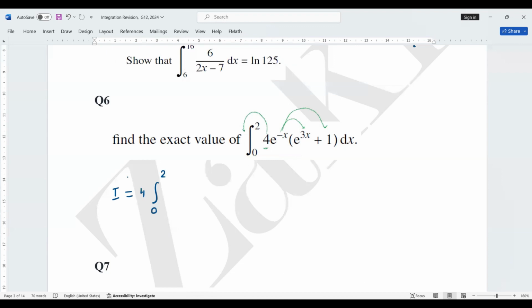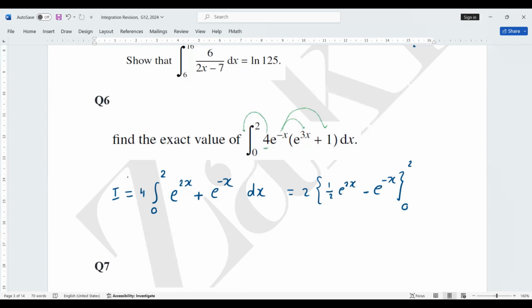Now, e power negative x times e power 3x, we add the power, negative x plus 3x, 2x, plus e power negative x times 1, it's e power negative x, dx. We can apply the integration. So, 2, open bracket. Integration of e to 2x, it's half e to 2x. Integration of negative e power negative x, it's negative e power negative x. And the limit from 0 to 2.